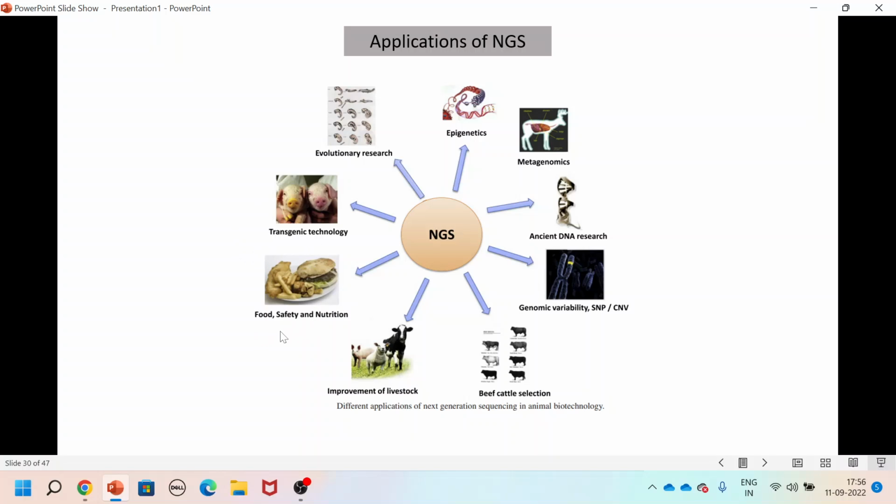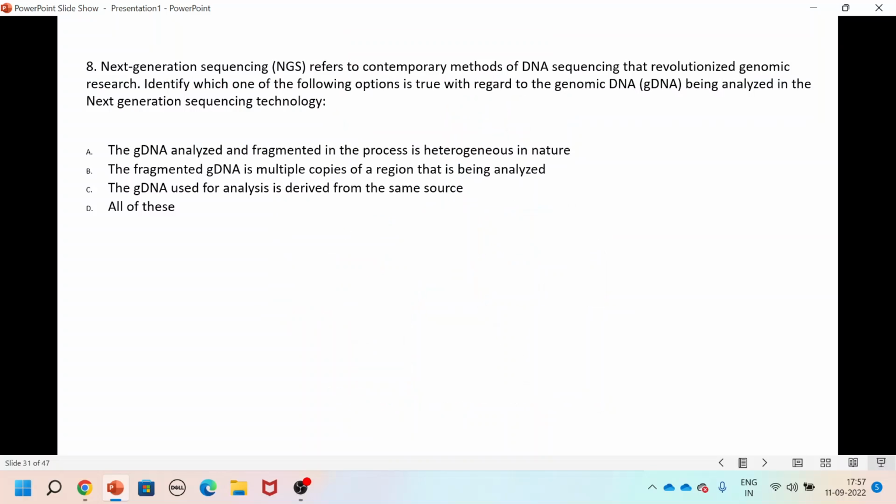It is important for food safety and nutrition. It is important for improvement of the livestock, beef cattle selection, and if we want to study the genomic variability, we want to study single nucleotide polymorphism or copy number variations, we can use NGS. Or if we want to do any kind of DNA research or we want to go for metagenomics, NGS offers wide applications.